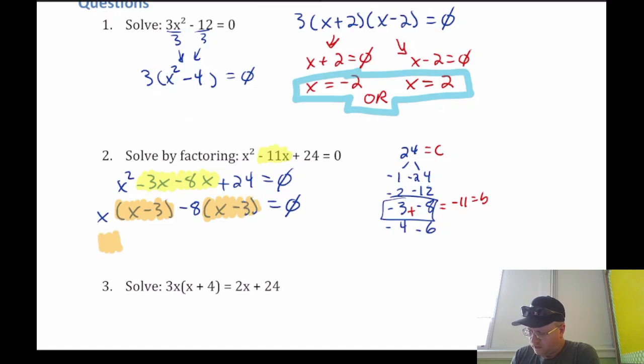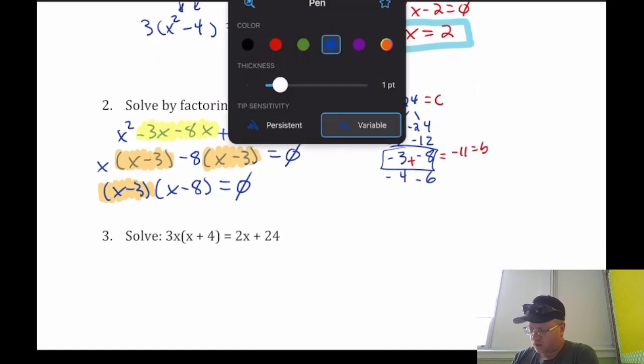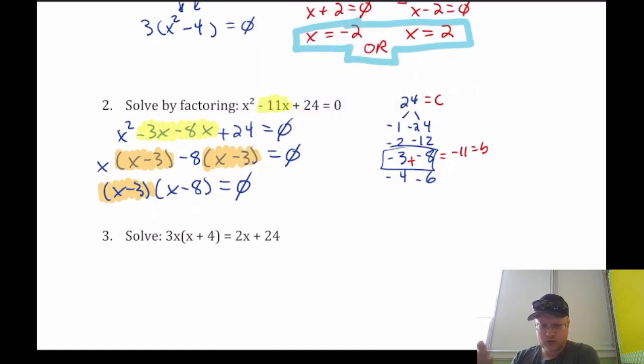So we're going to factor out the x minus 3. We're going to be left with x minus 8, and the whole thing is equal to 0. Now, once again, we're going to set each factor equal to 0. I'm running out of room, so I'm not going to show all my work, but you should when you're showing your work for an assessment.